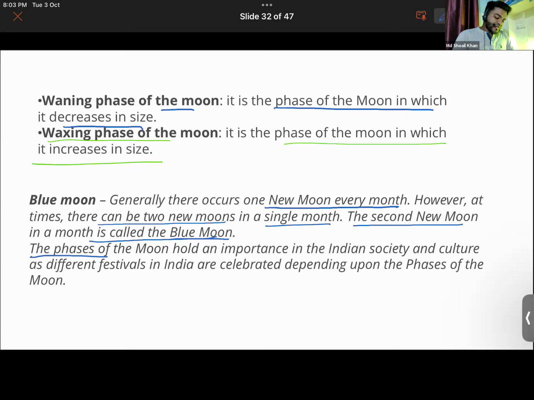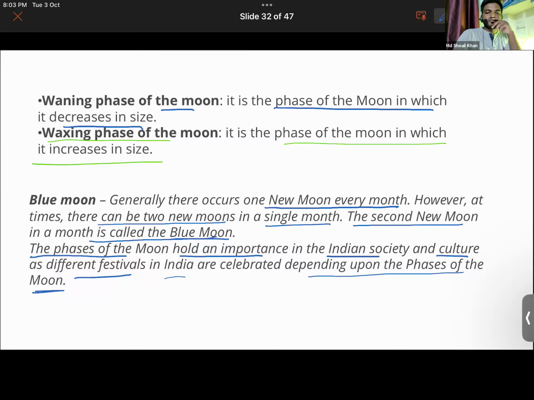We know the phases of the moon hold an importance in Indian society and culture, as different festivals in India are celebrated depending upon the phases of the moon. It is interesting that based on the changing size of the moon, we celebrate certain festivals here in India. Can you guys name some of the festivals associated with the changing phase of the moon?